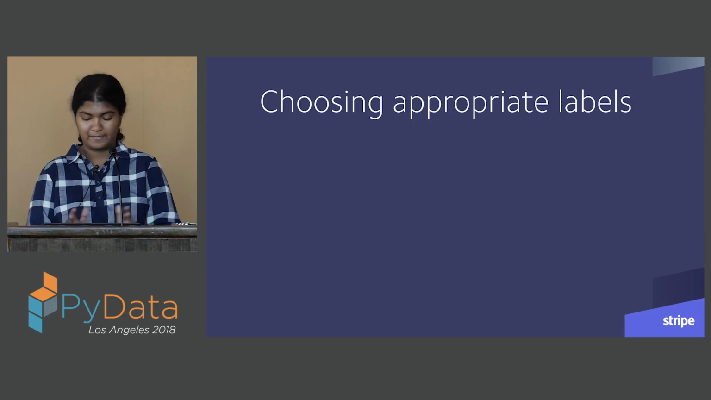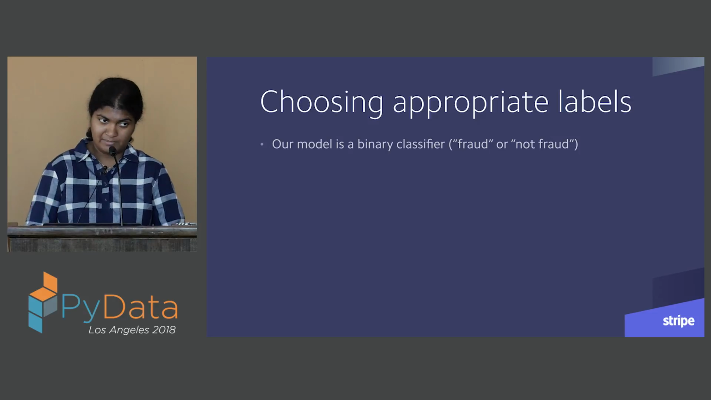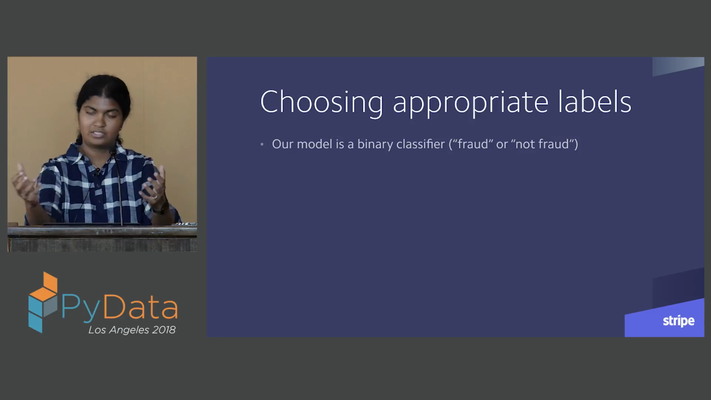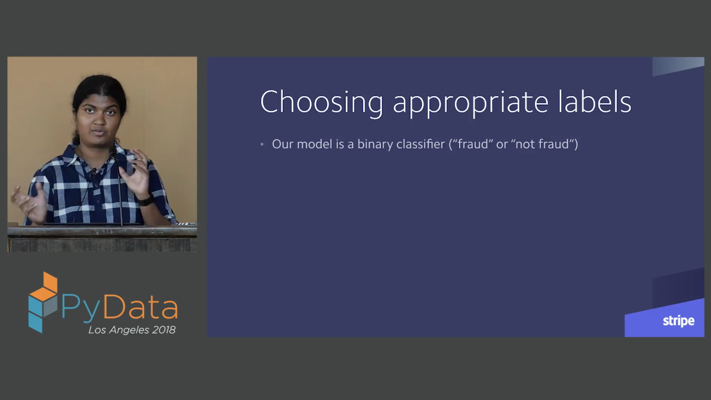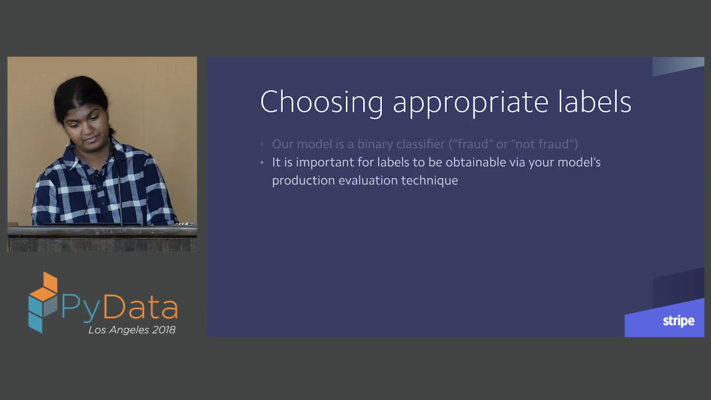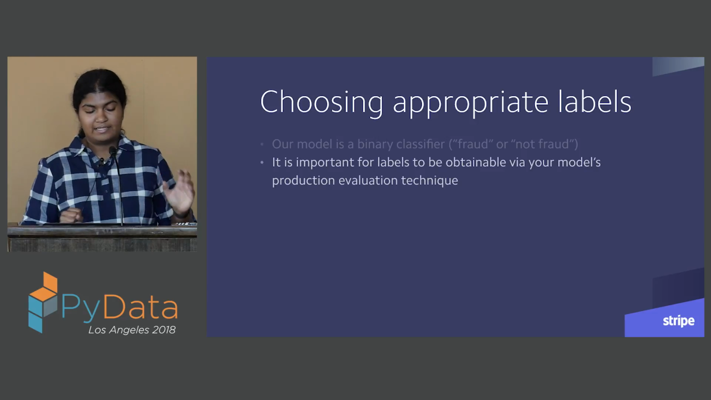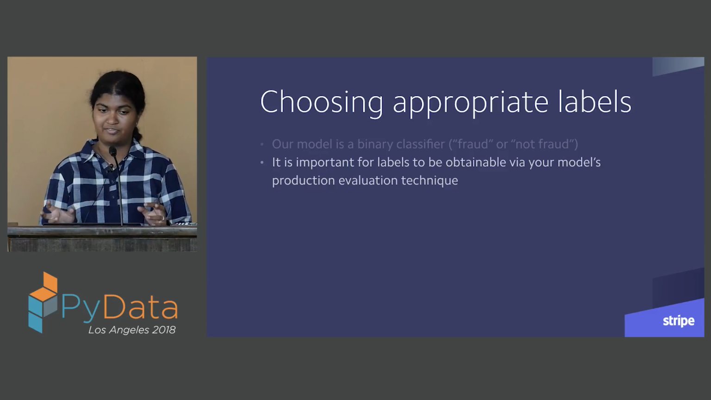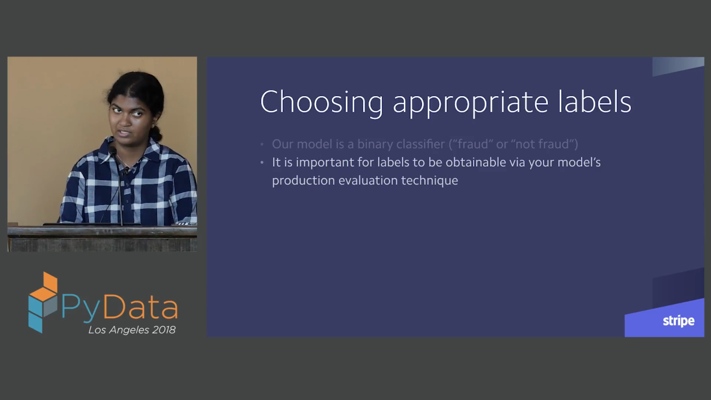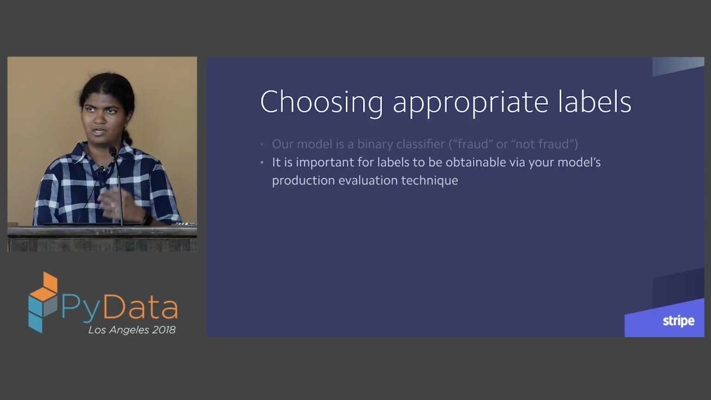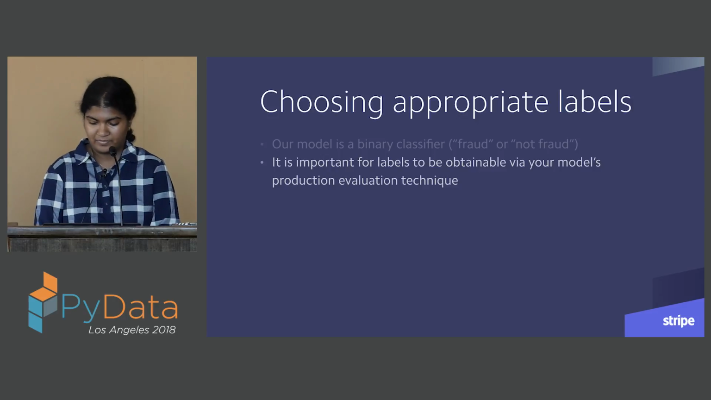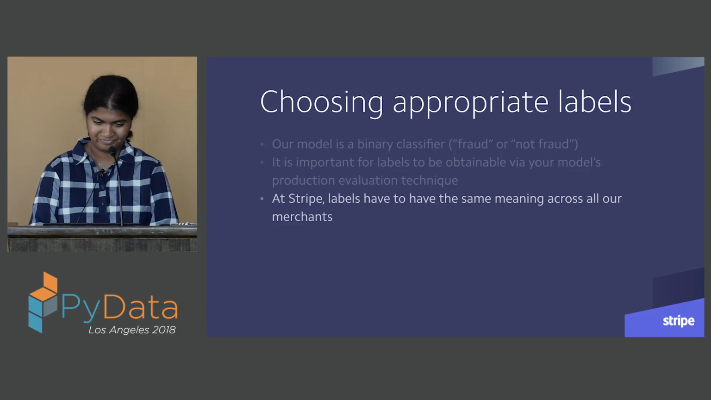Effective labeling of data. So when we choose labels, our model is a binary classifier. We just care about when it looks at a transaction, it needs to tell us whether that transaction is fraud or not fraud. And tangentially, it is also important for whatever labels we choose for fraud versus not fraud to be obtainable via whatever production evaluation technique we're using. Because if you want to be able to evaluate how well your model is doing in production, you need to be able to see what those labels are in production. It sounds obvious, but it's worth reiterating.